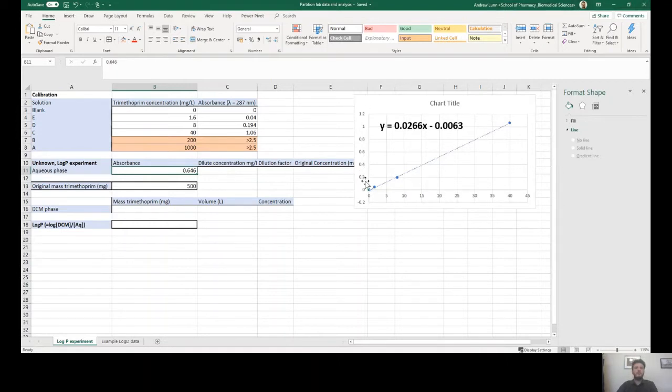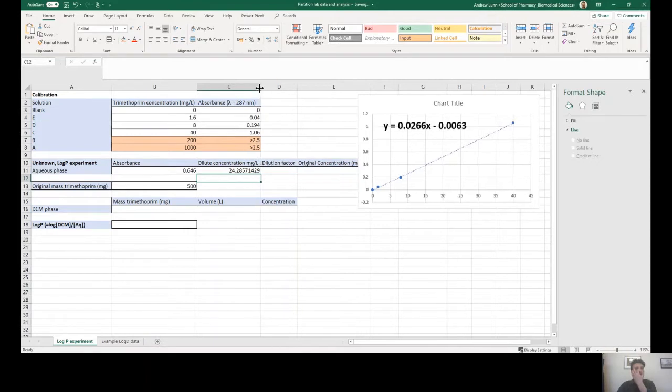On the x-axis, we've got concentration. On the y-axis, we've got absorbance. Now we've started out with absorbance, so to get to concentration, we need to divide that by 0.0266. So the dilute concentration of trimethoprim in aqueous media is equal to 0.646 divided by 0.0266, which I've just taken from the gradient. And we've got a dilute concentration of 24.29 milligrams per litre.